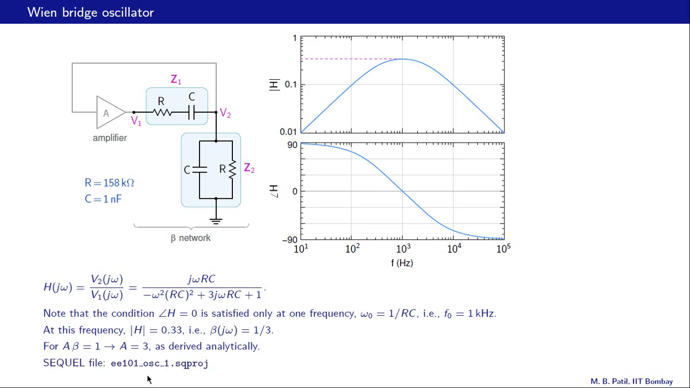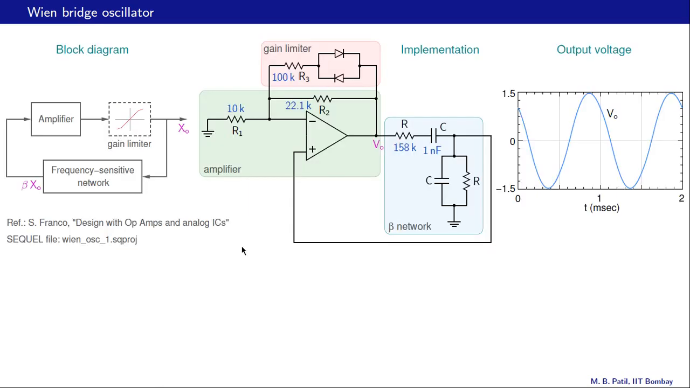Here is the SQL file for this circuit. Alright, so here is the complete oscillator circuit based on the beta network that we have been talking about, and that's called the Wien bridge oscillator. Now let us relate the circuit with the block diagram we have looked at.